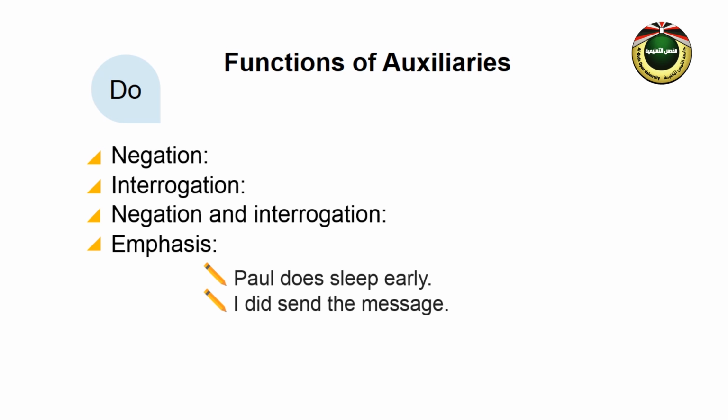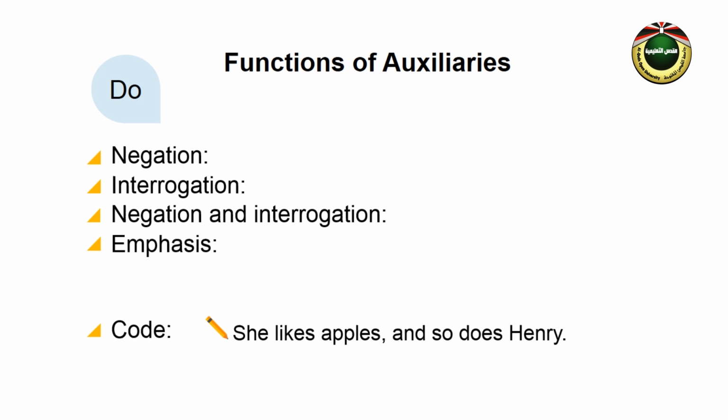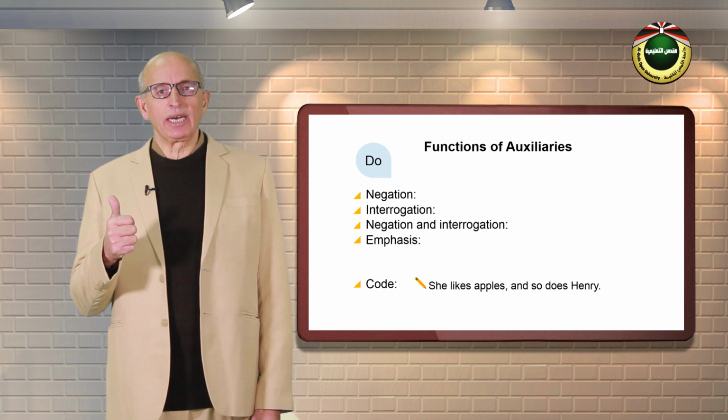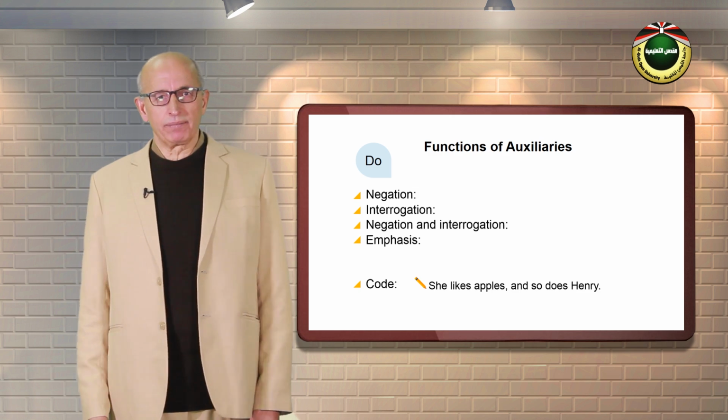Number five, code. In this case, the verb do is used in place of a verb or a verb phrase to avoid repetition. For example, she likes apples and so does Henry.